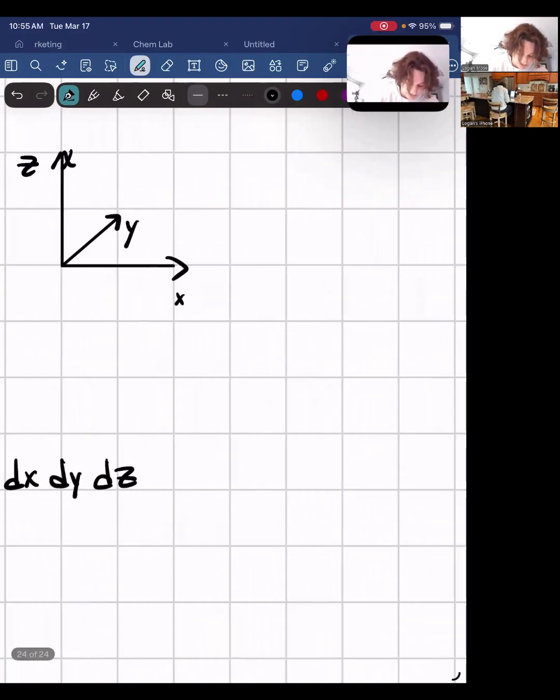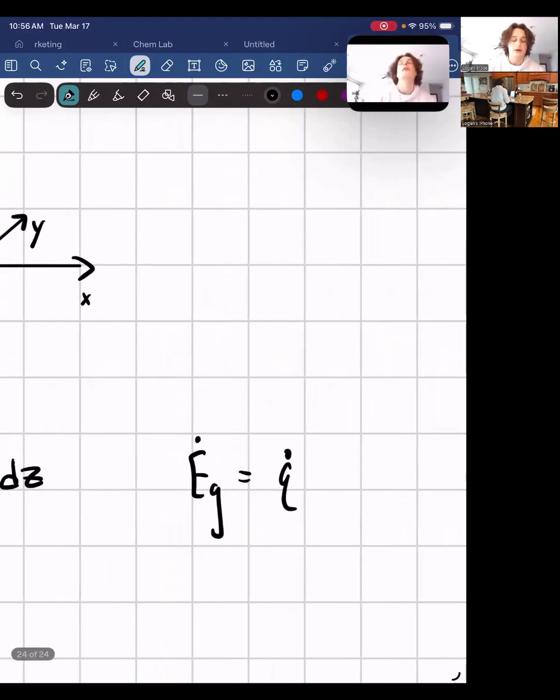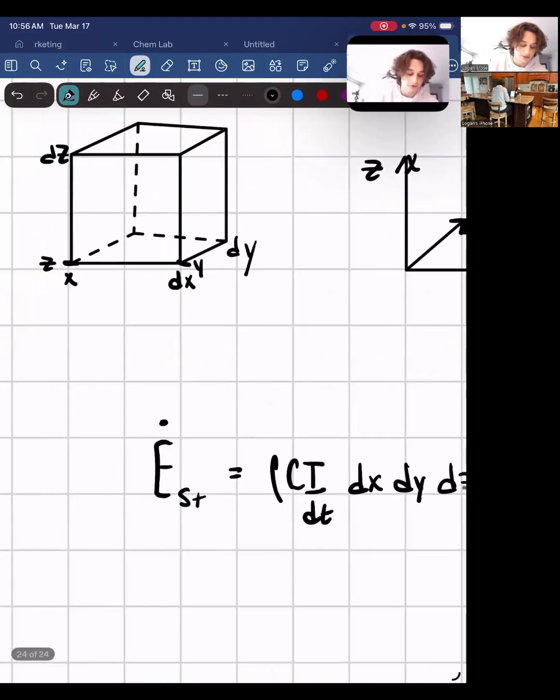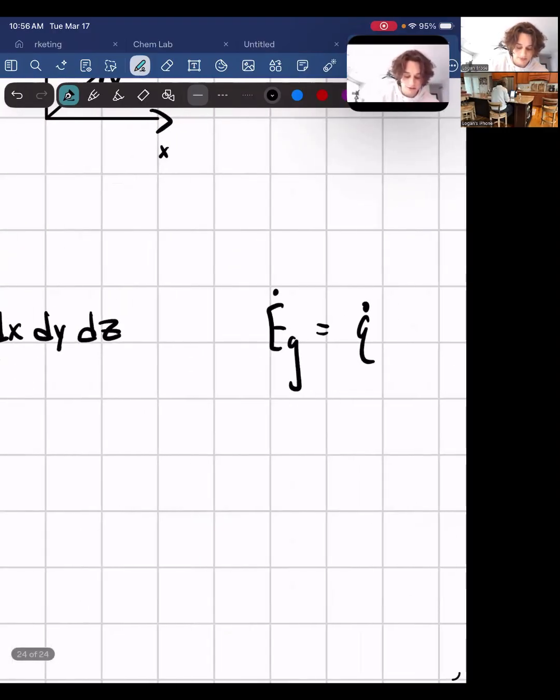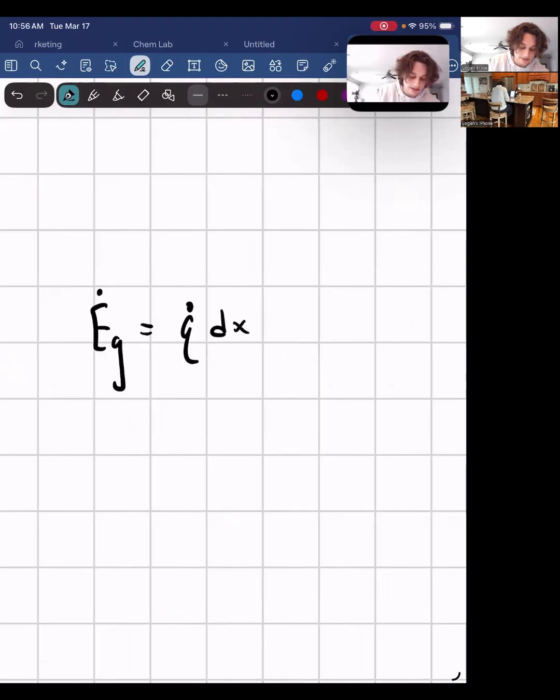Next, we want to look at the energy generation, right? So E_g, that's going to equal our heat flow, and then again, throughout the volume here, here, here, and here. So it's going to be, again, a dx, dy, and dz.